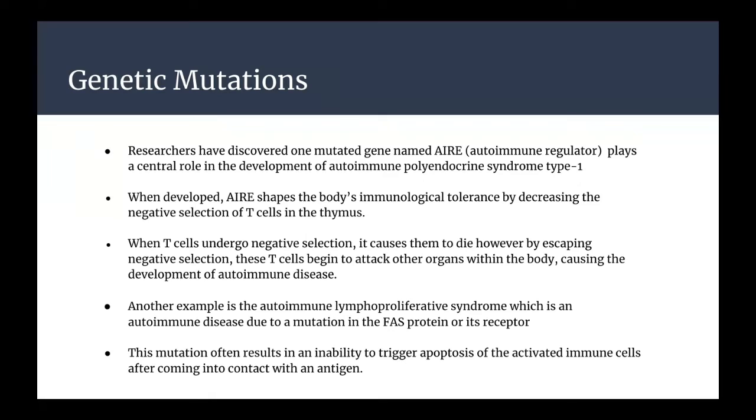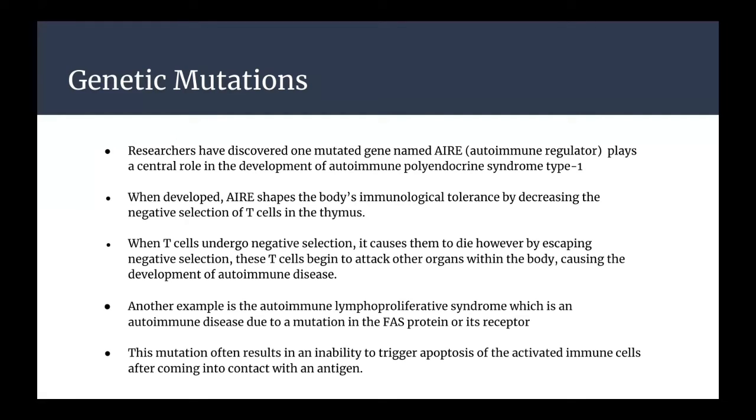When developed, AIRE shapes the body's immunological tolerance by decreasing the negative selection of T cells in the thymus. By escaping negative selection, the T cells do not die and now have the opportunity to attack the body's own tissues and organs.